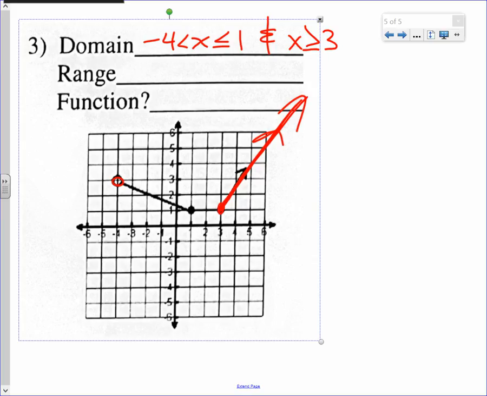So look, we covered the domain. X can be anything in between these two numbers and anything bigger than 3 or equal to 3. So I put a big N in between, N with both of these. Last one is the range.